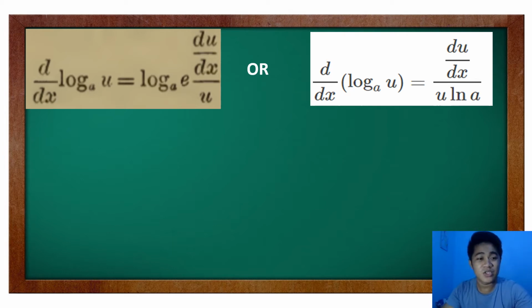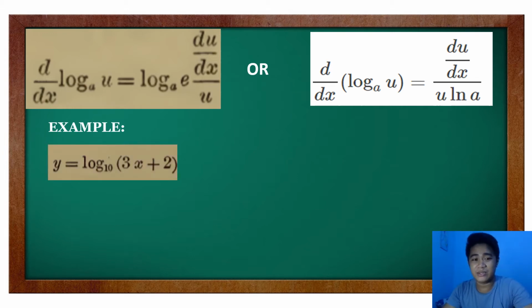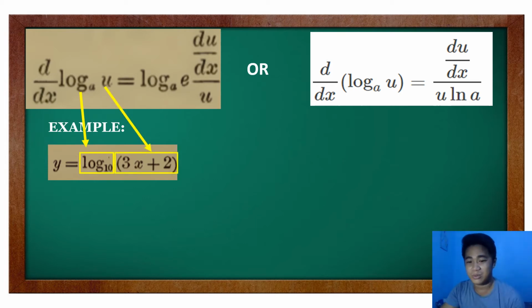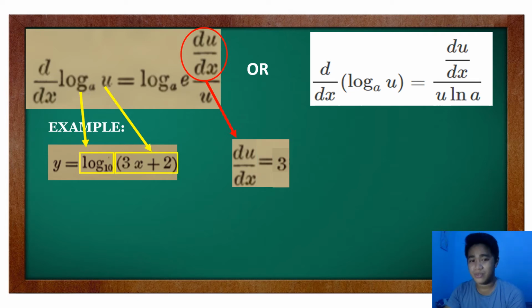Now let's give an example. Say you have y equals log base 10 of 3x plus 2. How are you going to solve that? Simply, you just have to substitute into the formula what is given. The log there is this one, and that u there is 3x plus 2. Take note that u is actually 3x plus 2. So if u is 3x plus 2, we can say that du over dx is equal to 3, if we differentiate the 3x plus 2.